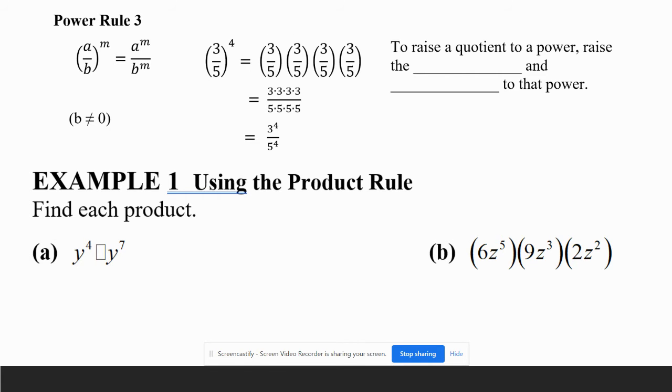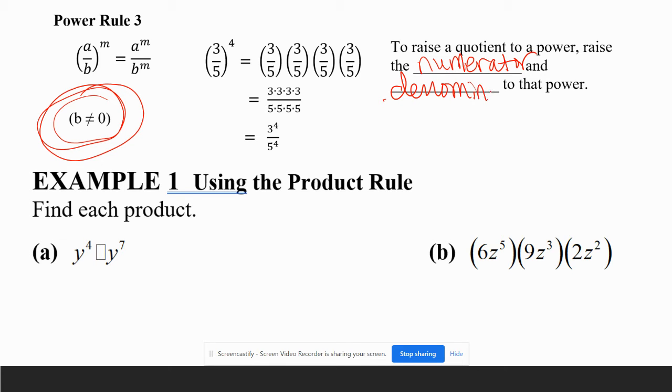Power rule number 3 says if I have two things that we are dividing, two terms or factors, then again, kind of like we just said, that exponent goes to both. And this is understood that the bottom cannot be equal to 0. So 3/5 to the fourth power is the same as saying 3/5 times 3/5 times 3/5 times 3/5. That's 4 3s and 4 5s. So 3 to the fourth over 5 to the fourth. So we are raising the numerator and the denominator to that power.